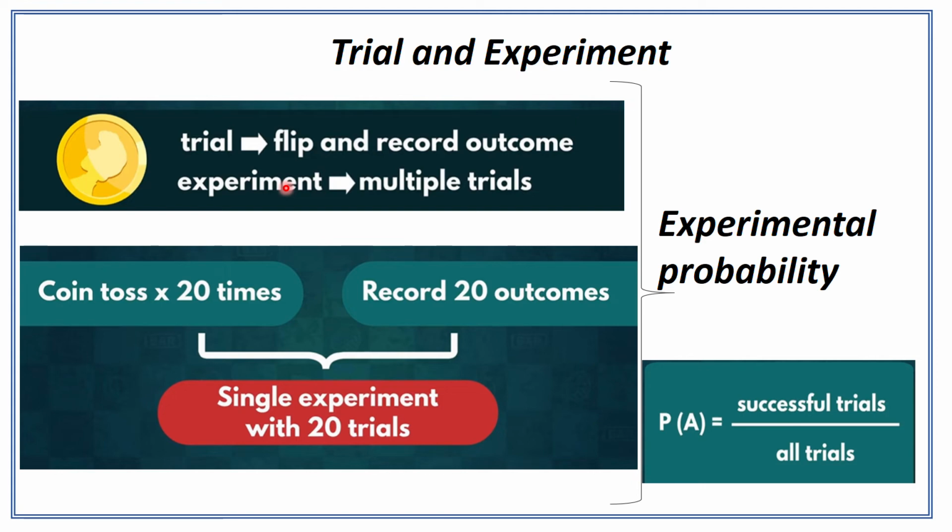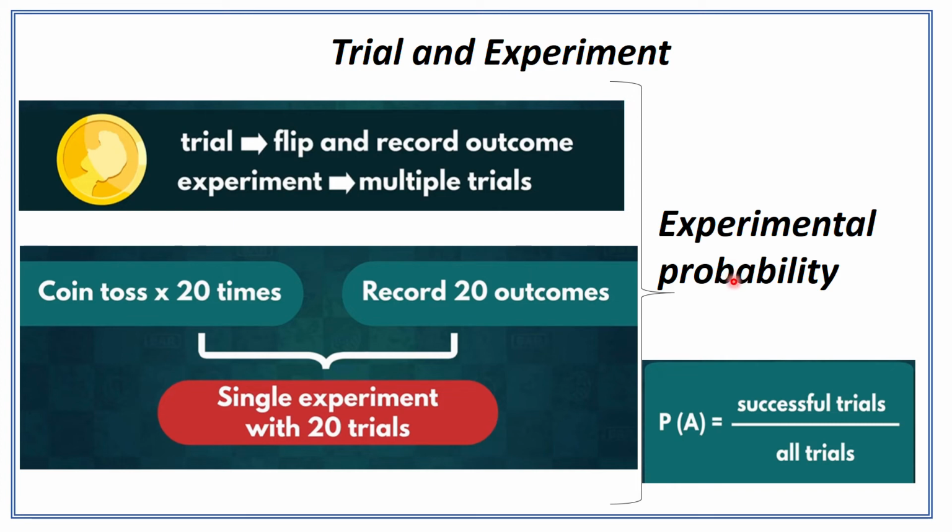Suppose I am tossing a coin 20 times and recording the outcomes all 20 times. I will say that it is a single experiment with 20 trials. Why a single experiment? Because all the times it is a coin only. And this kind of probability, when we calculate it, is known as the experimental probability.